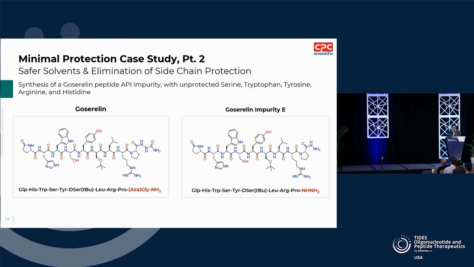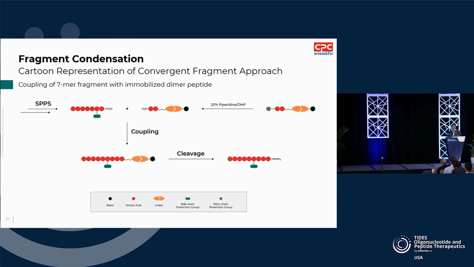So in this depiction, you can see here the synthesis scheme. You can see that there are two fragments. There's a 7-mer fragment and a dimer. And the dimer remains bound to the resin support for the coupling of these fragments. So in this convergent approach, we are combining a 7-mer fragment, which contains the t-butyl protected serine, with the resin-bound dimer fragment.